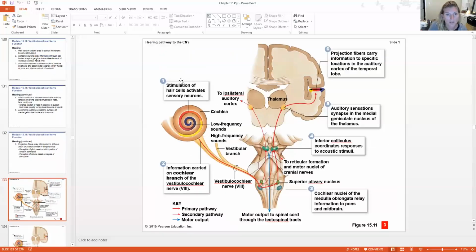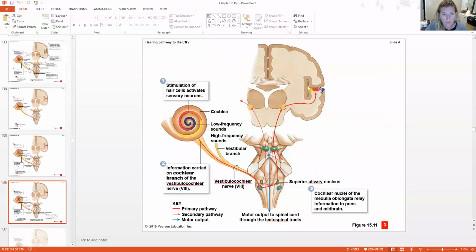Here's the whole process. Stimulation of hair cells, activating the sensory neurons. That information travels to the cochlear branch of the vestibular cochlear nerve. From there, the cochlear nerve is going to communicate with the nuclei within the medulla oblongata, relaying that up to the pons in the midbrain, coordinating any reflexes associated with that, communicating that to the thalamus, where any emotion or any other sensory input needs to come into play, because again, the thalamus is our relay center. And then finally, all of that's going to the temporal lobe, which is where our primary auditory cortex is.